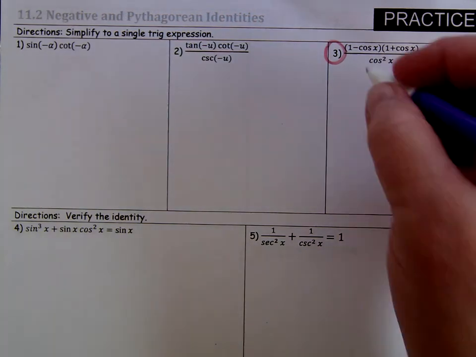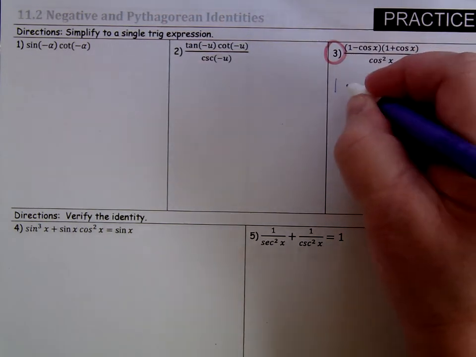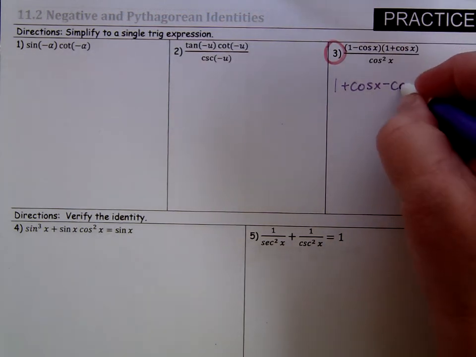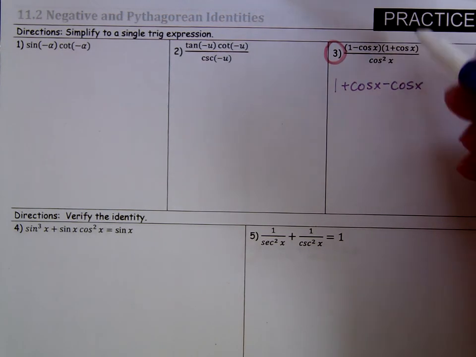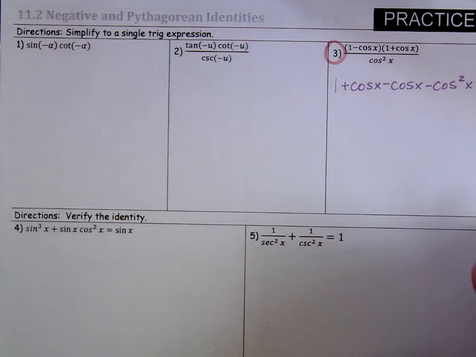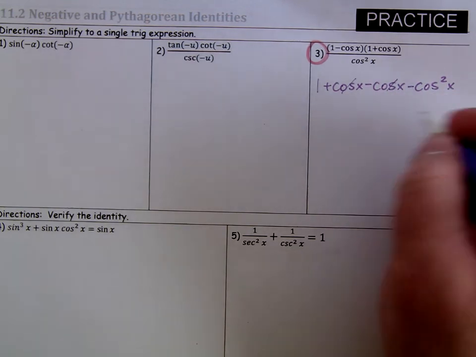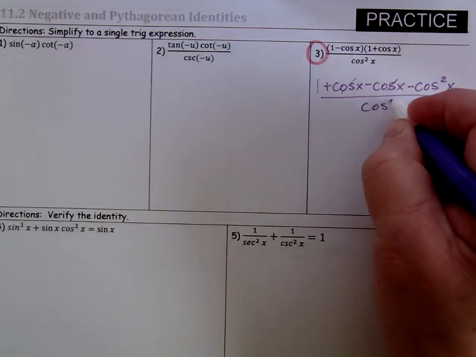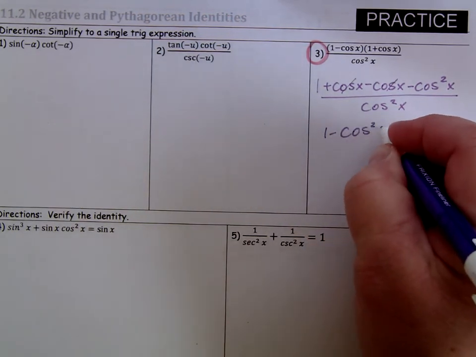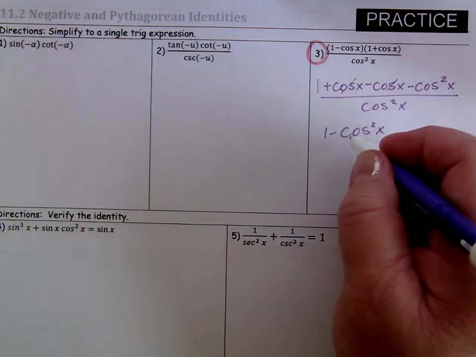If I FOIL them, 1 times 1 is 1. 1 times a positive cosine is plus a cosine. Negative cosine times 1 is a negative cosine. And negative cosine times positive cosine is a negative cosine squared. Now again, these are simplified, these aren't verified. So my cosines cancel each other out. Oh, by the way, it's all over cosine squared. So my numerator becomes 1 minus cosine squared, and on the bottom I have cosine squared.